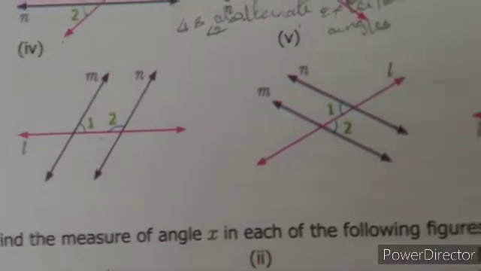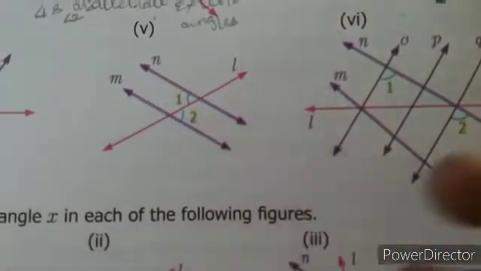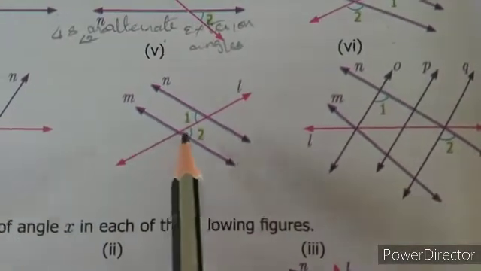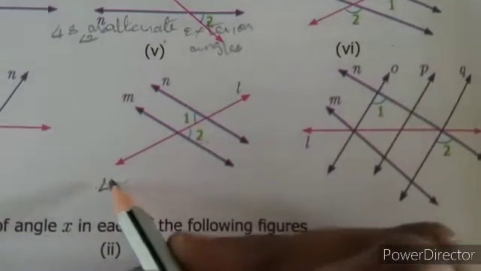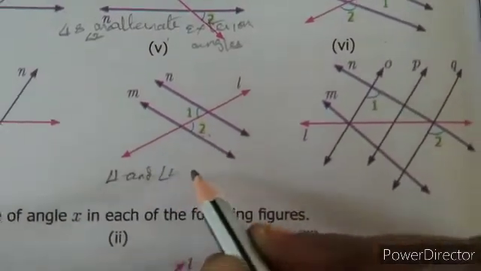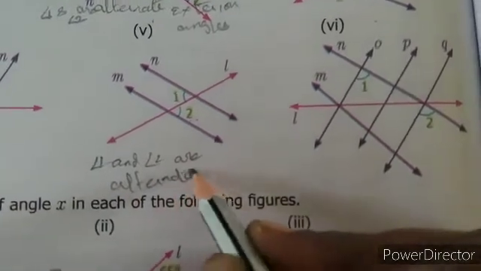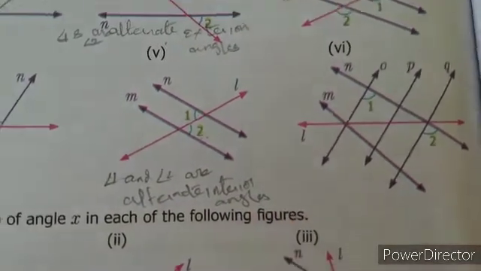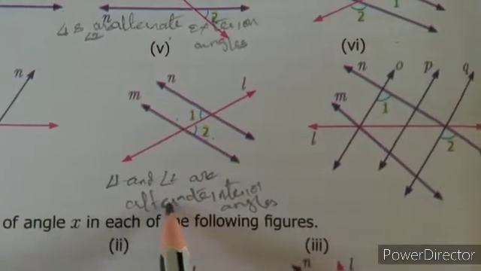Next one is subdivision 5. Here parallel lines M and N are given and line L is a transversal, and now the angles are alternate interior angles. So angle 1 and angle 2 are alternate interior angles. So in your classwork, you have to draw the figure and you have to write the answers like this.